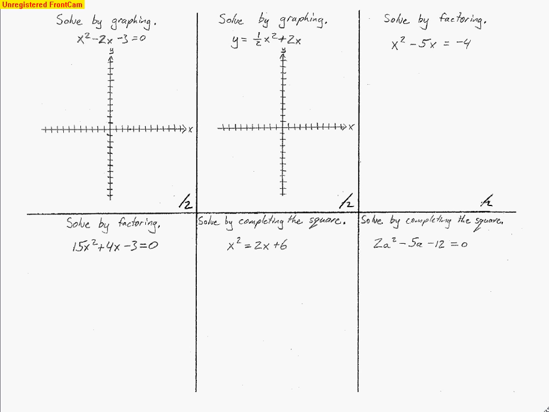The study guide for Algebra B, Test 5 of Quarter 3. This test is testing us on different ways to solve a quadratic, and one of those ways is by graphing. That's what we're going to do on this first problem here.